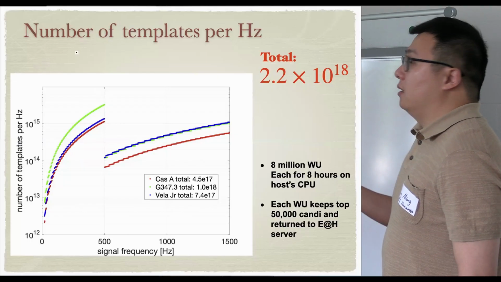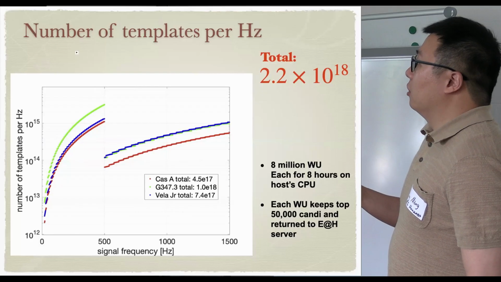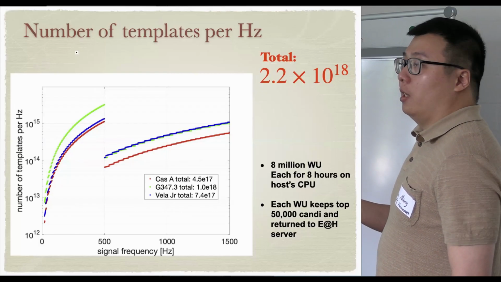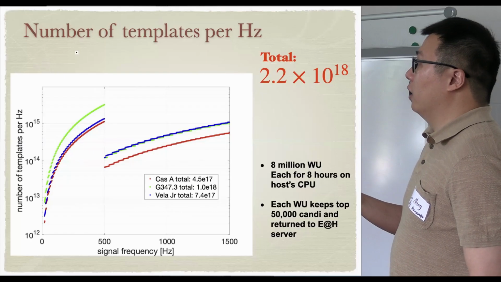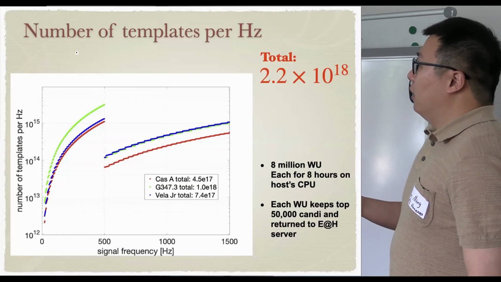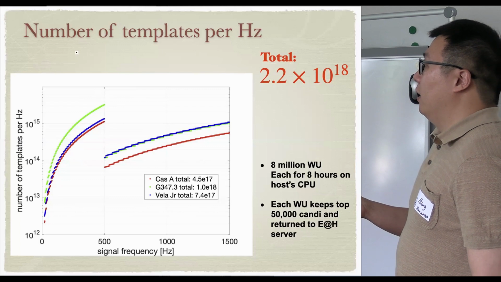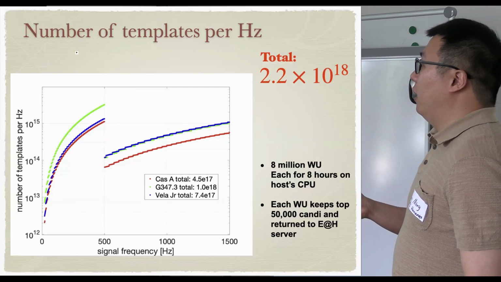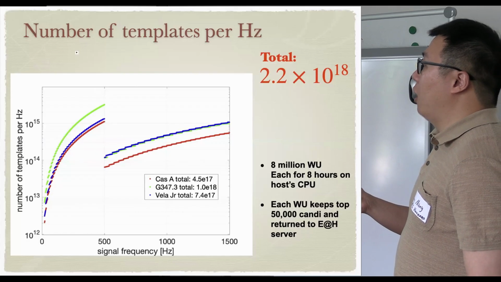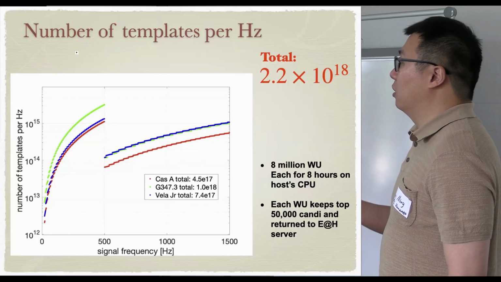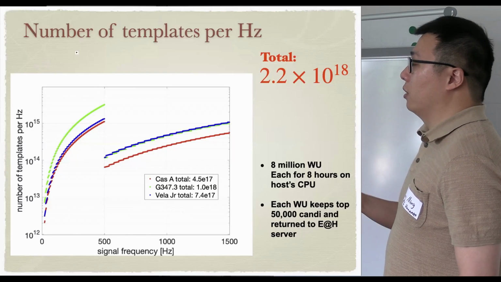And that needs a lot of computing power. So we divided the whole search task into 18 million work units, and each work unit is basically 1 CPU searching for 8 hours. We kept the most promising 50,000 candidates from each work unit, and those search results come back to our server.